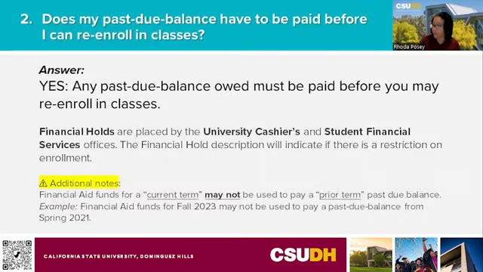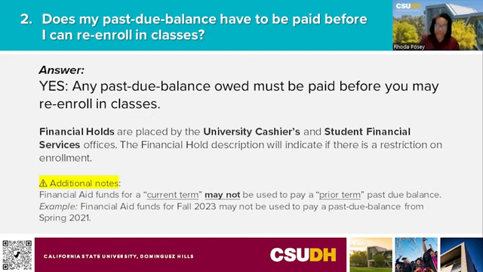Okay. Number 2, does my past due balance have to be paid before I can re-enroll in classes? The answer is yes. Any past due balance that's owed must be repaid before you re-enroll. The financial holds are placed by the university cashier's office and student financial services. They are the ones that place those holds, not our office. Okay. But if you see that you have a financial hold, you want to look at the description. Okay, that 4th bullet there, because that description will indicate whether or not there's a hold on your enrollment.